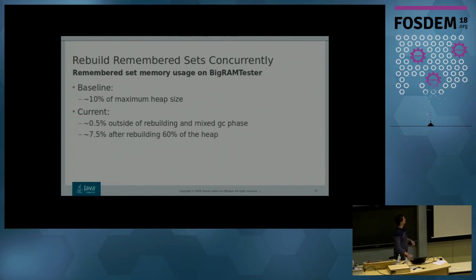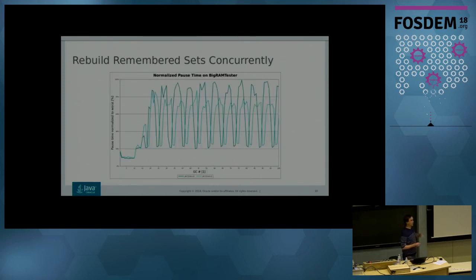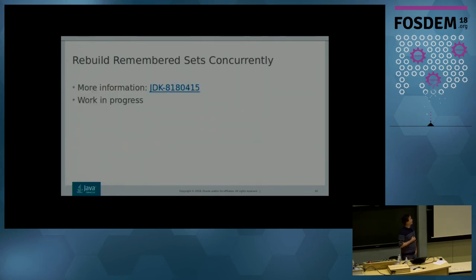So how does this look from a pause time point of view? This is the same graph as before from the faster card scanning change. And this is what it looks like now after that change. More information can be found in this bug tracker entry. It's a work in progress. It may or may not land in JDK 11.